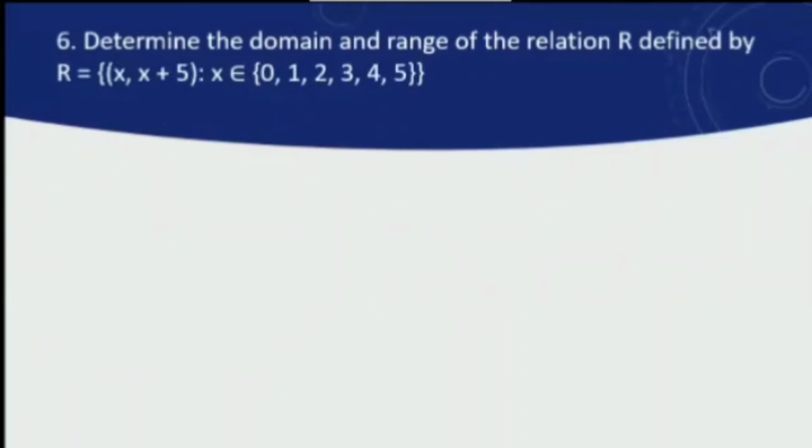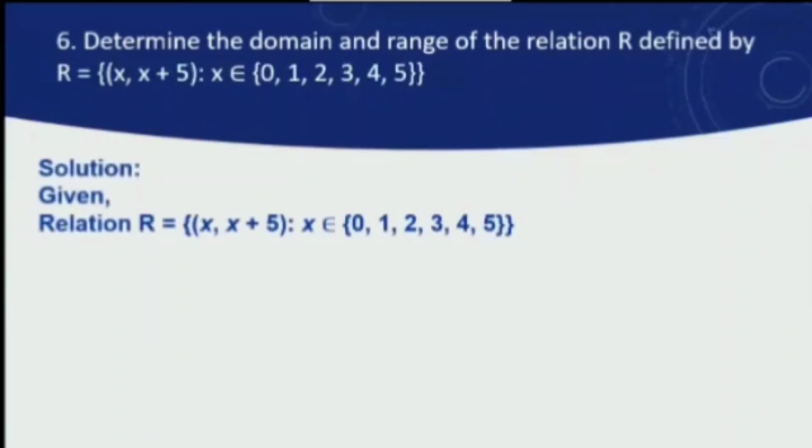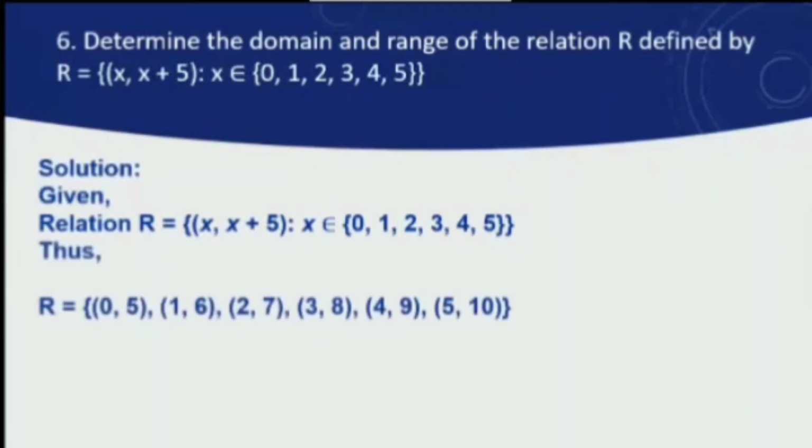Now here, the sixth question: determine the domain and range of the relation defined by R, where R is a relation (x, x plus 5) and x belongs to {0, 1, 2, 3, 4, 5}. It is given. If I take x as 0, then x plus 5 is 0 plus 5, that is 5. When I take x as 1, x plus 5 means 1 plus 5, 6.